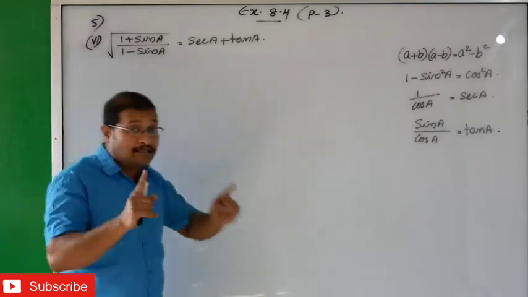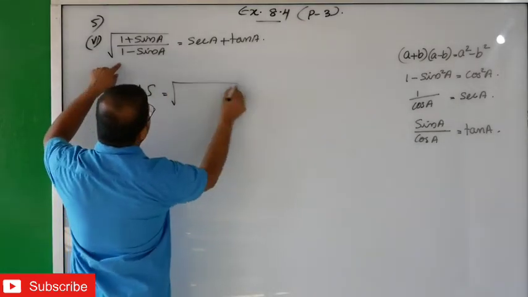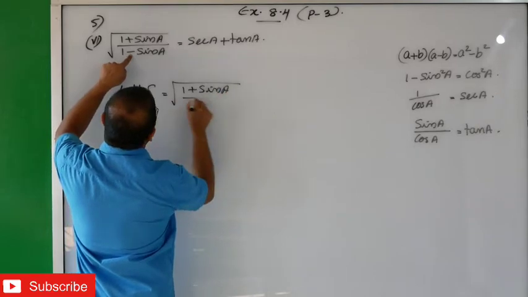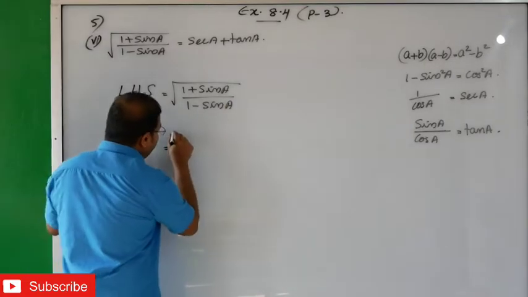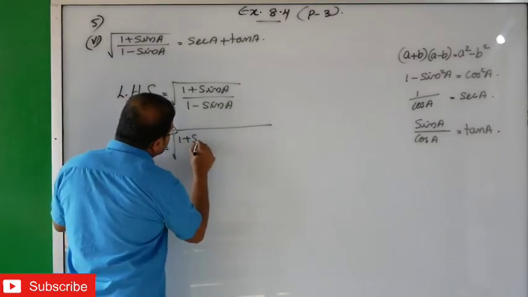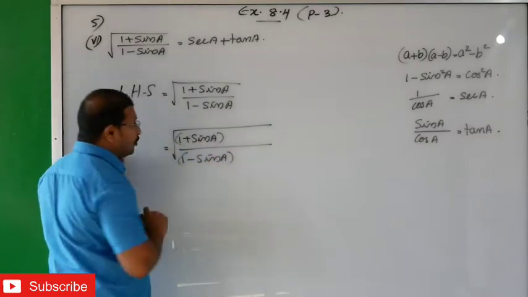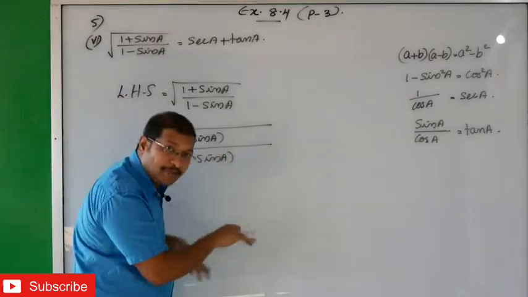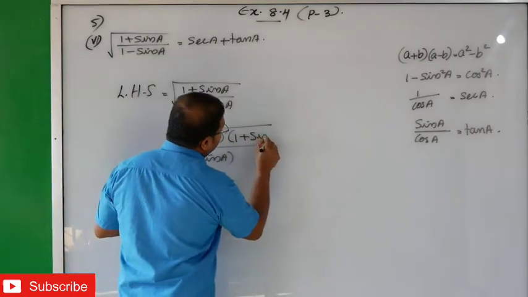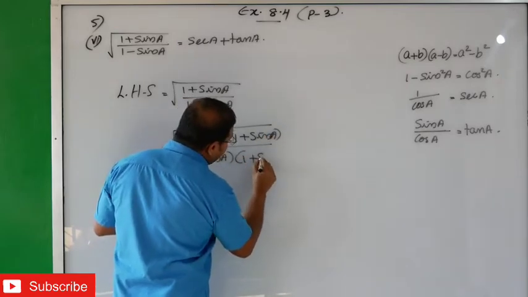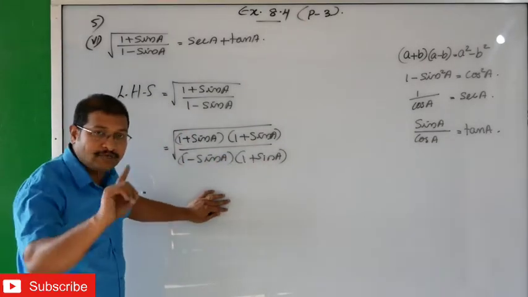Ready? So this is exercise 8.4. Let's start now. LHS equals root of (1 plus sin A) by (1 minus sin A). Now what will you do? Yes, we will take the conjugate. Here 1 minus sin A is in the denominator, so we will multiply numerator and denominator by 1 plus sin A. Then the value will not change.